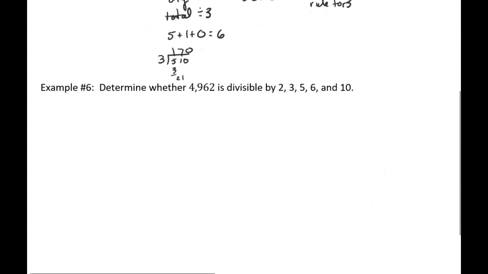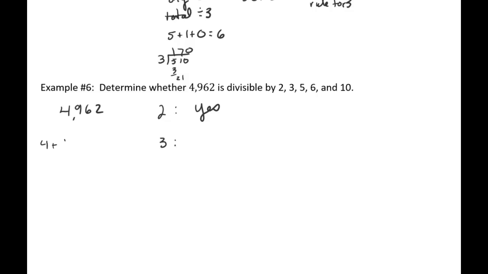Okay, so let's look at an example here. It says, determine whether this number, 4,962, is divisible by 2, 3, 5, 6, and 10. So let's say 2. It's going to be yes or no. Is it divisible by 2? Yes, because it's an even number. It ends in 2. Is it divisible by 3? Well, it's going to take me a minute to figure that out. I've got to add those digits.